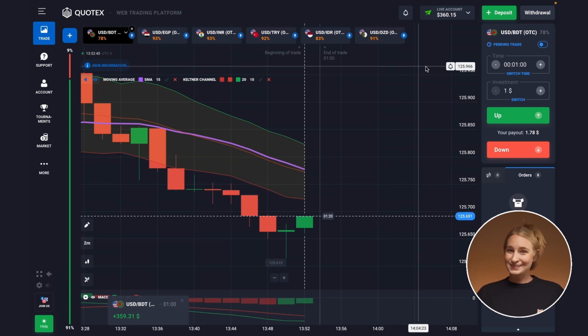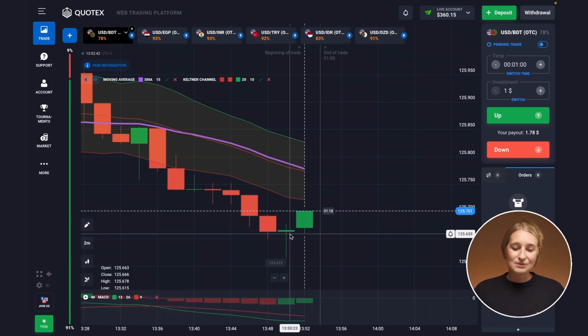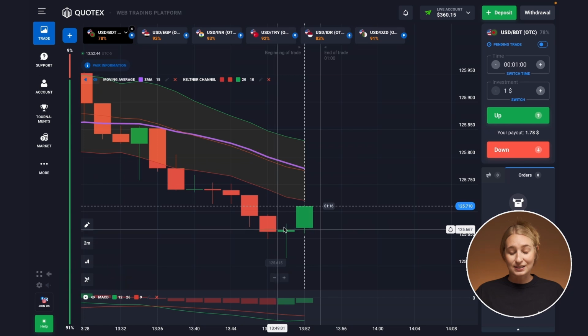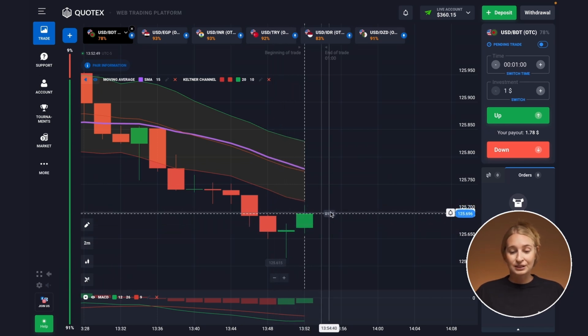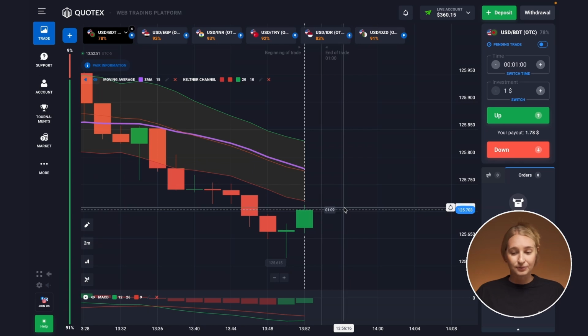Guys, my next cool profit. And as you see, we're dealing with the rebound of the price as I predicted. I'm really happy that my knowledge of trading and binary options is paying off.